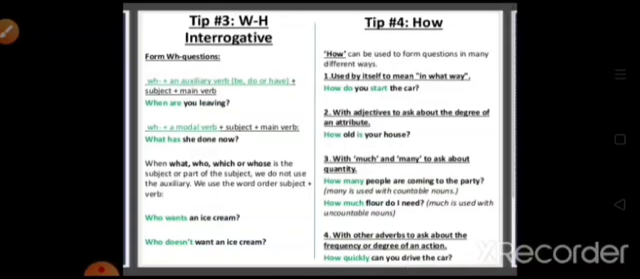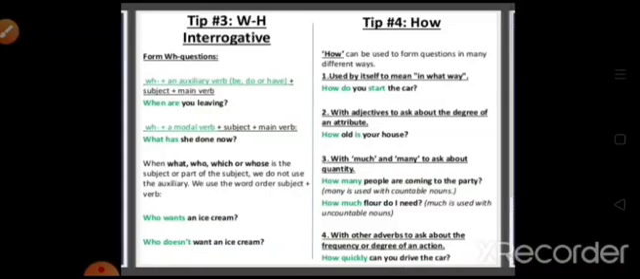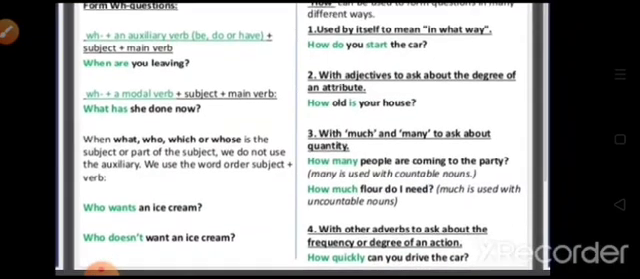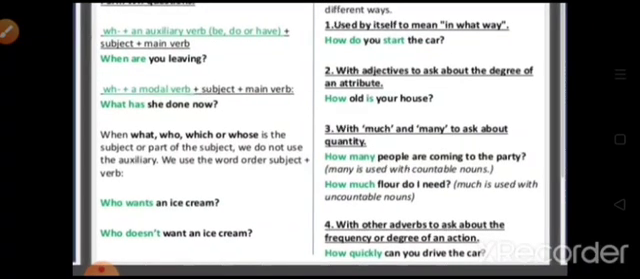And tip number 4 is how. How can be used to form questions in many different ways. First, it is used by itself to mean in what way? How do you start the car? The second, with an adjective to ask about the degree of an attribute. How old is your house? Third is with much and many to ask about quantity. How many people are coming to the party? Many is used with countable nouns. How much flour do I need? Much is used with uncountable nouns.